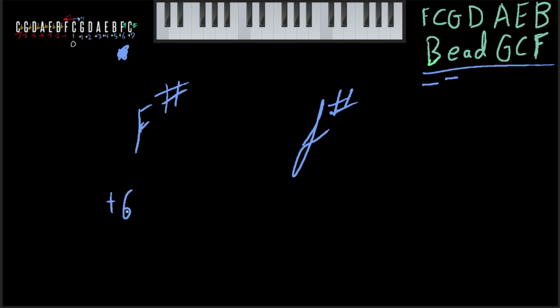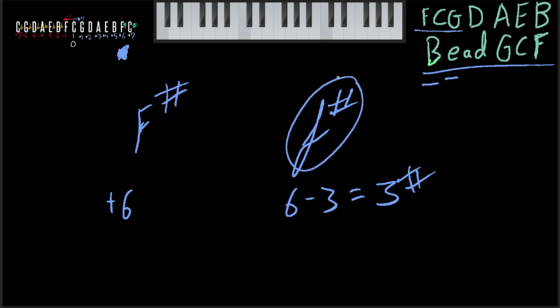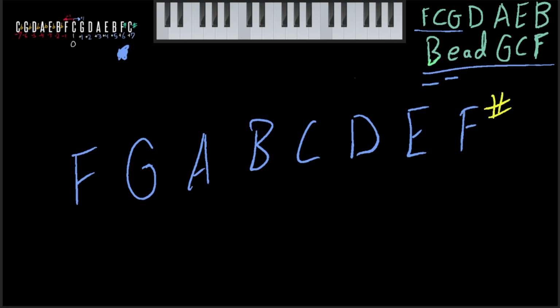F sharp major is +6. 6 minus 3 equals +3. That means F sharp minor is going to have 3 sharps in the scale, and that is going to be F, C, and G. Notice F sharp, right? F sharp, we got C sharp, we got G sharp, and don't forget your little buddy over here. F sharp, G sharp, A, B, C sharp, D, E, F sharp. Sound familiar? Because it is.